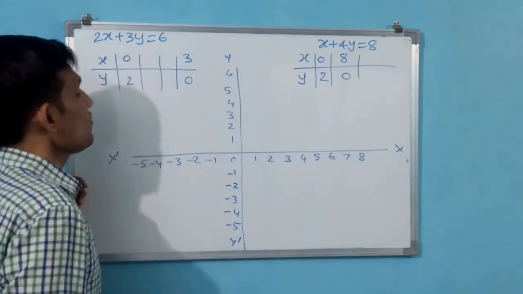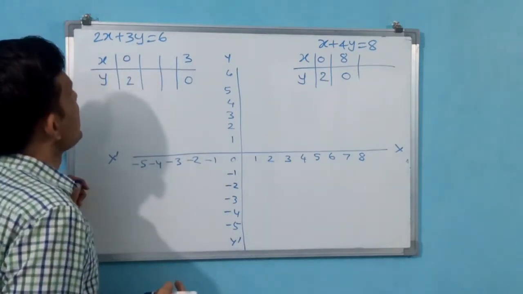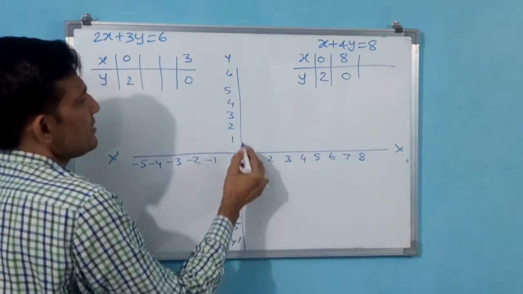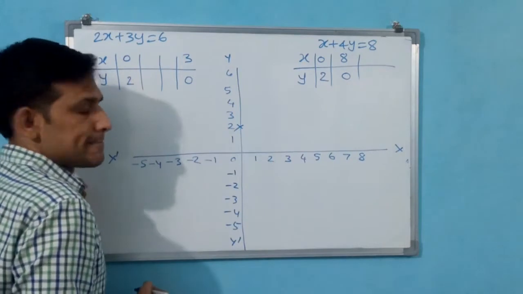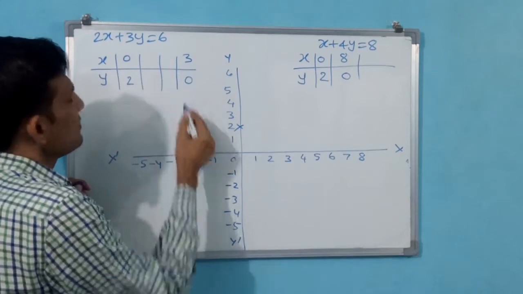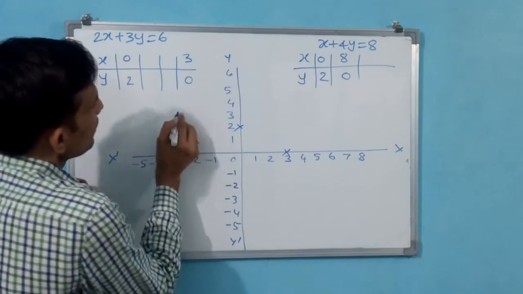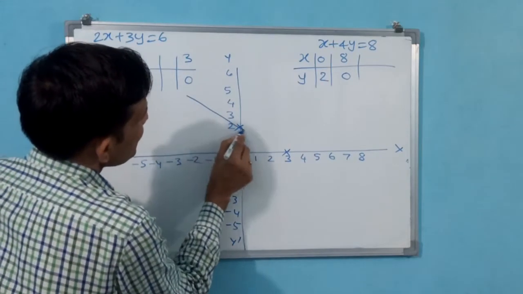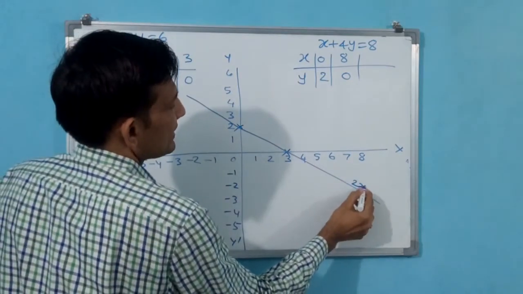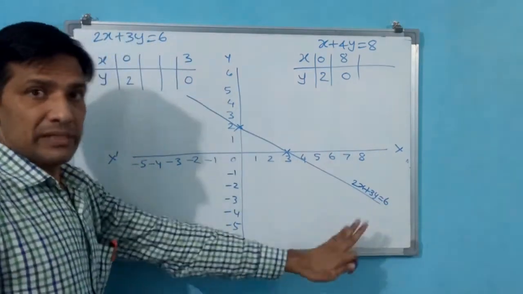Okay. Now you see, we draw the first line. X is equal to 0, y is equal to 2. X is equal to 3, y is equal to 0. Okay? You draw one line. On one corner of the line you write that equation 2x plus 3y is equal to 6. This compulsory you have to write.